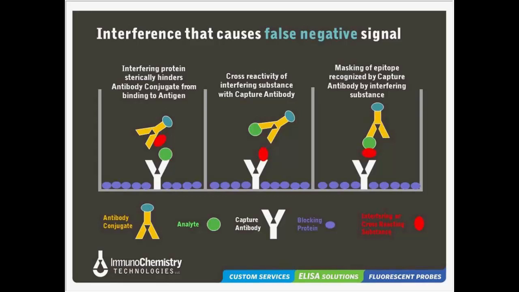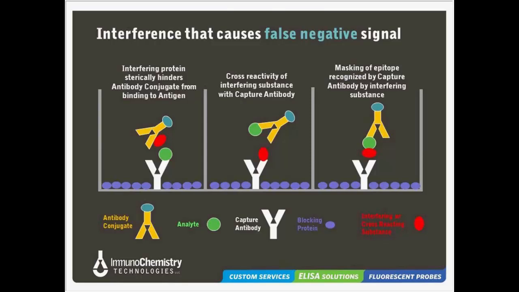In the second case, you've got basically the capture antibody sees something, and for some reason, again, maybe you've got a mono there, the detection antibody does not recognize it. So basically, when that happens, there's nothing for the detection antibody to bind to, so you don't get much of a signal, even though there is analyte present.